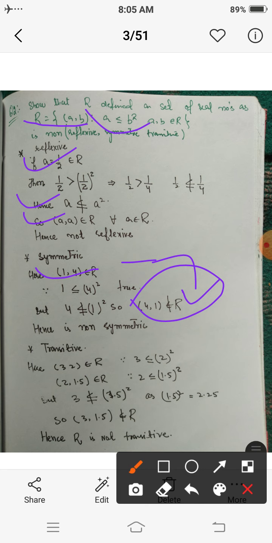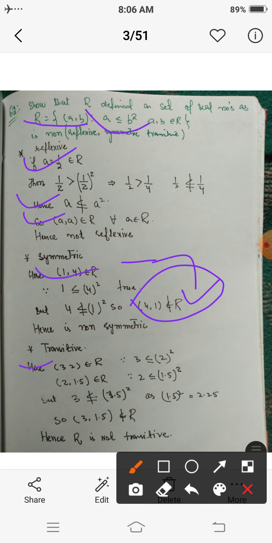For transitive relation we need two elements of the form (a, b) and (b, c). One is here (3, 2), because (3, 2) belongs to R. 3 is less than or equal to 2 squared, because 3 is less than 4. And (2, 3/2): here 2 is less than or equal to (1.5) squared. 1.5 squared is 2.25, that is why 2 is less than or equal to 2.25.